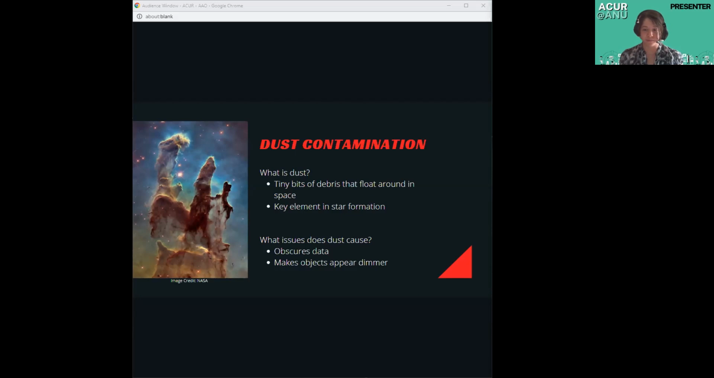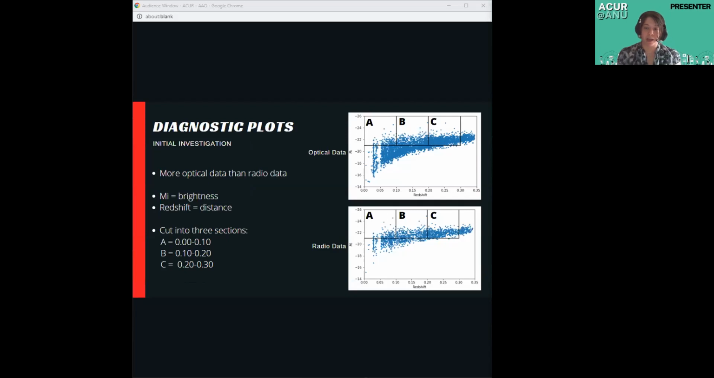So in my study, I compared radio and optical data to investigate the advantages or disadvantages of choosing radio data over optical data. These plots were made during the initial investigation into the data. These graphs look at the data sets in terms of redshift and magnitude.